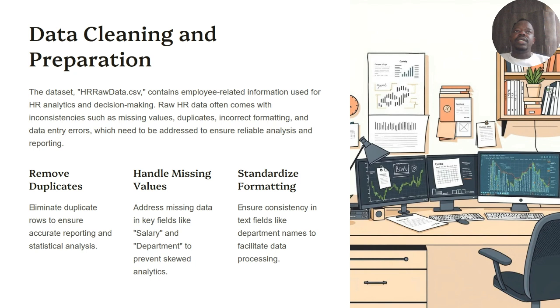The raw data often comes with inconsistencies such as missing values, duplicates, incorrect formatting, and data entry errors, which need to be addressed to ensure reliable analysis and reporting. So the first step is to remove the duplicates, eliminating anything that is duplicated. The other one is handling missing values in fields like salaries and department. This could have been there because maybe during employee onboarding, someone missed out or didn't provide certain information and it was skipped in the process. And then we could also standardize formatting.